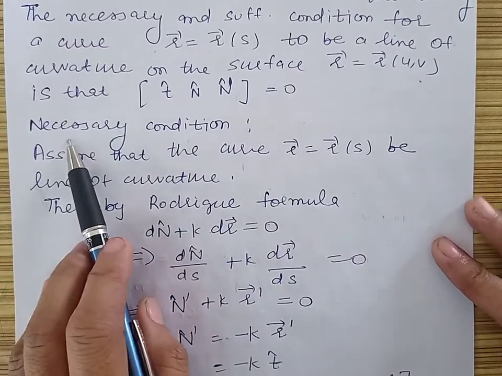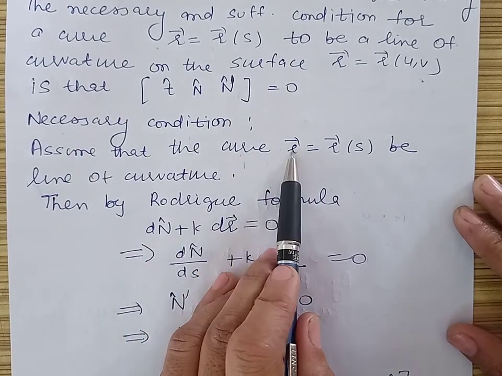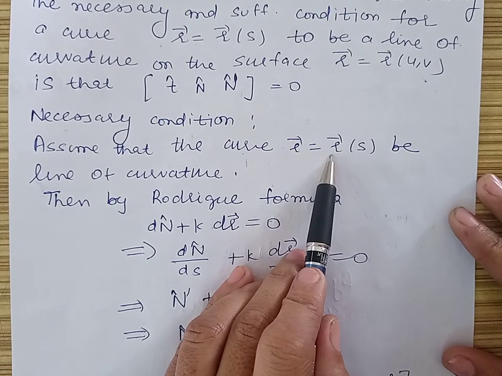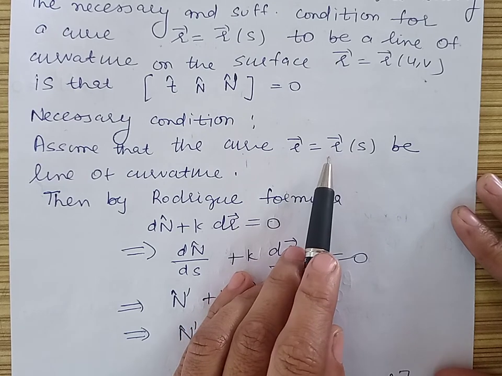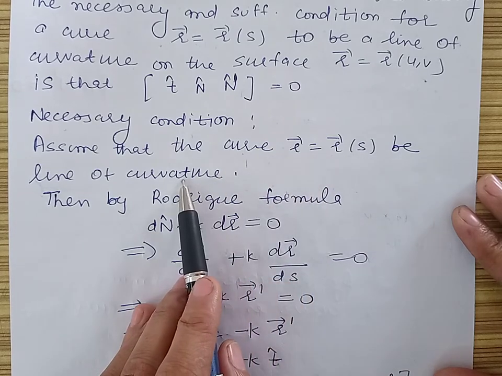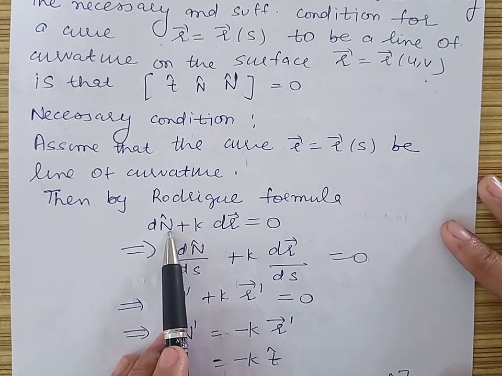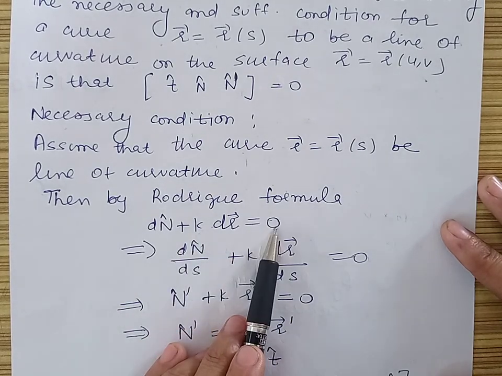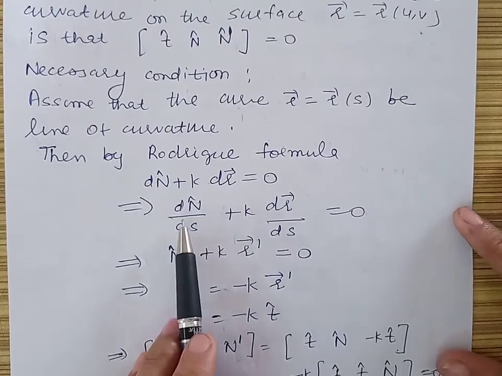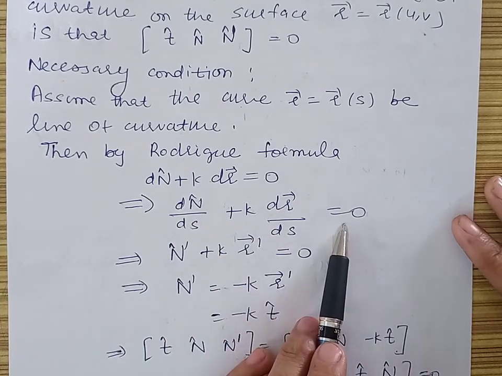Necessary condition, firstly. In the necessary condition, let us assume that the curve r is equal to r(s) is the line of curvature. Now we already discussed Rodrigues formula, which gives us the necessary and sufficient condition for a curve on a given surface to be a line of curvature. So by Rodrigues formula, if the curve is a line of curvature, then dn plus kappa dr is equal to 0. Here n is the surface normal. Now from here we can write d/ds of n plus kappa into dr/ds is equal to 0.